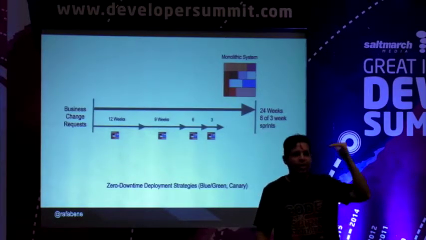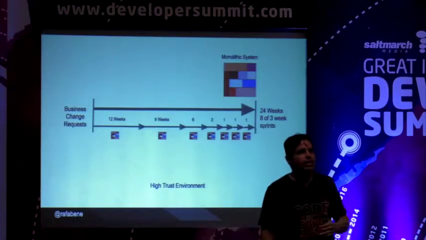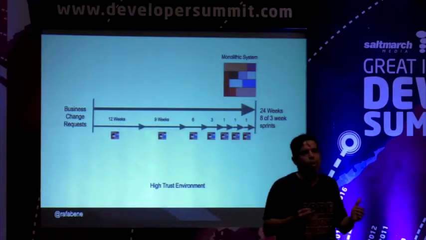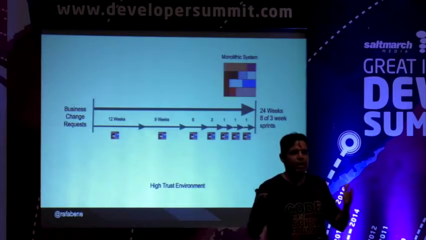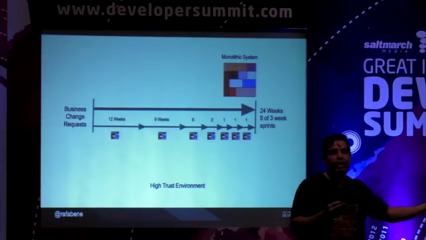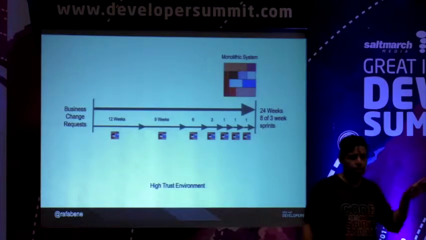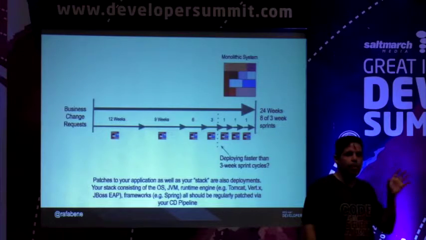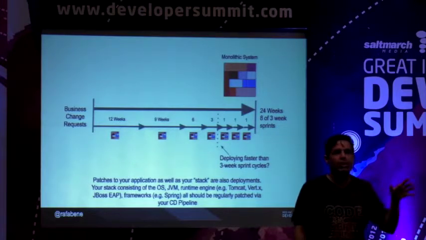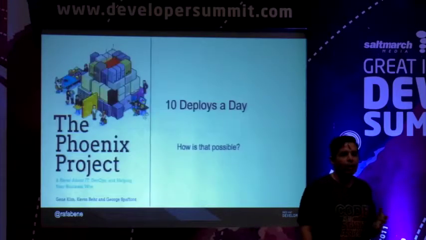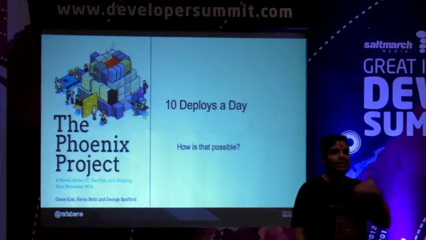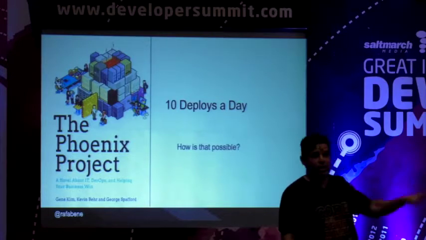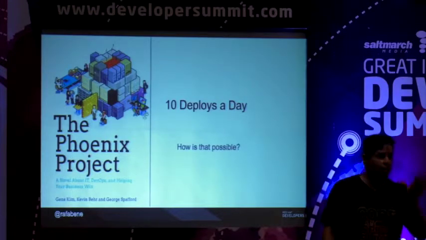In really high trust environments, they can release their software more than once in a sprint cycle. Like, for example, at the end of a week, you release software. But the question is, how can you deploy faster than a 3 week sprint cycle? How can you deploy, for example, 10 times a day? Because there is a book called The Phoenix Project that mentions that you can do several deploys a day.